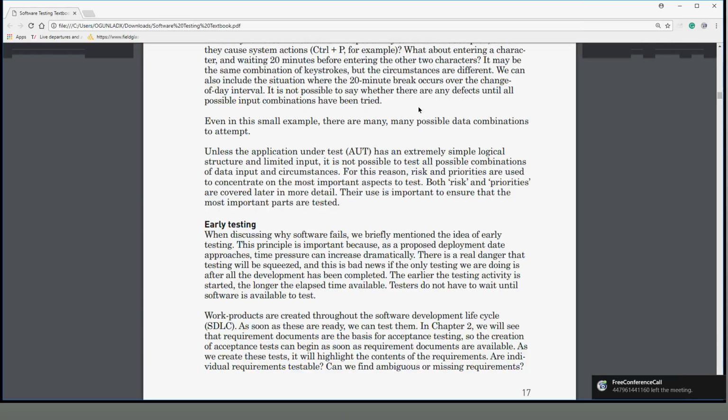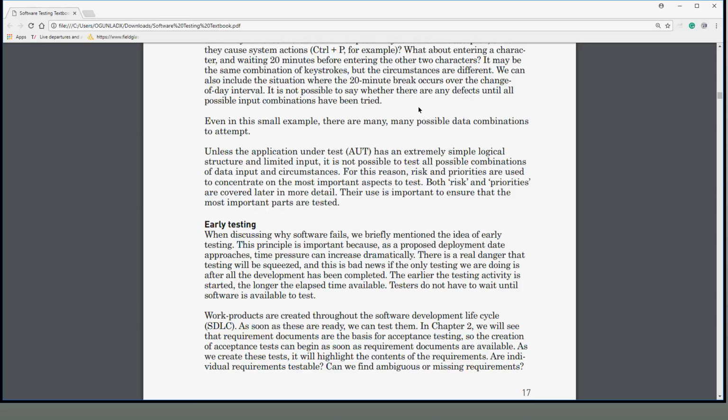Early testing. I think these are under interview questions. They ask you, when do you start testing? I think the answer is testing should start as soon as possible. What is as soon as possible? As soon as there is a notion to start the project. When they are bringing the teams together, the tester also should be brought in.